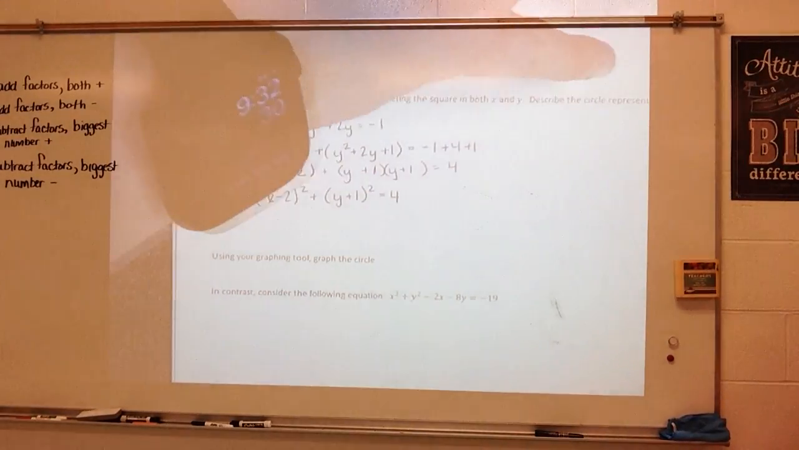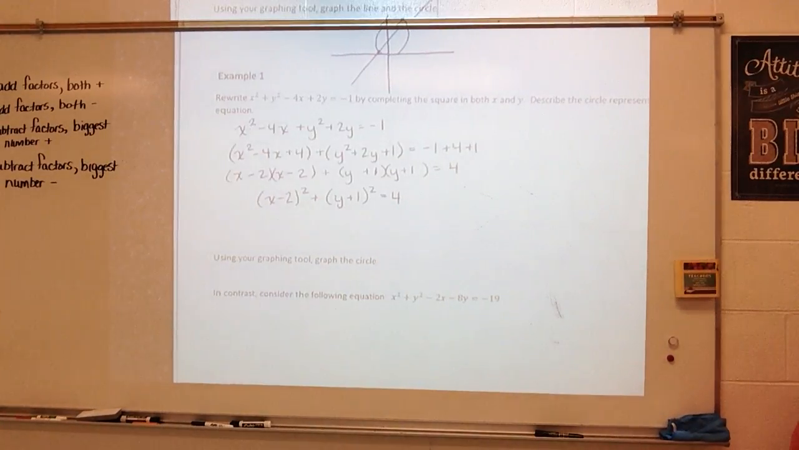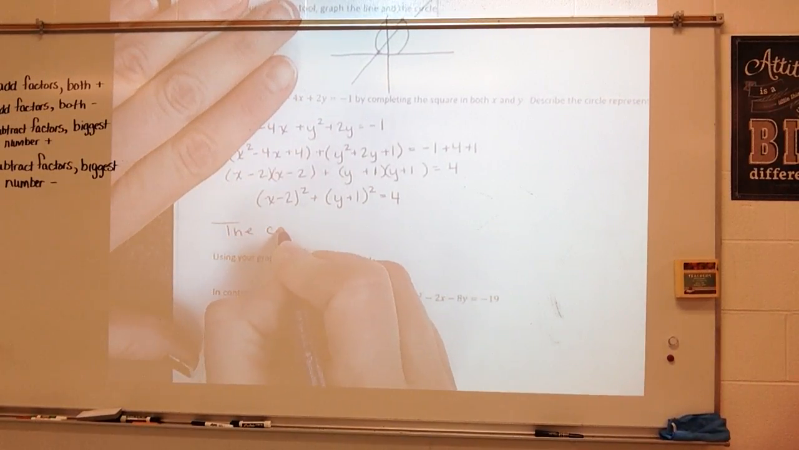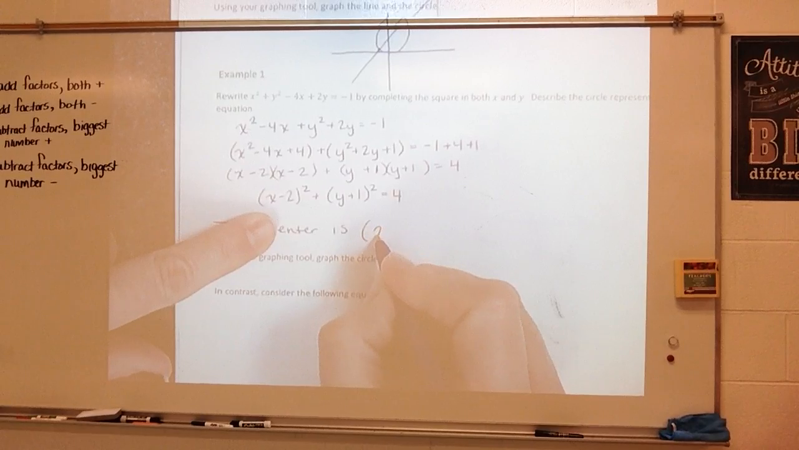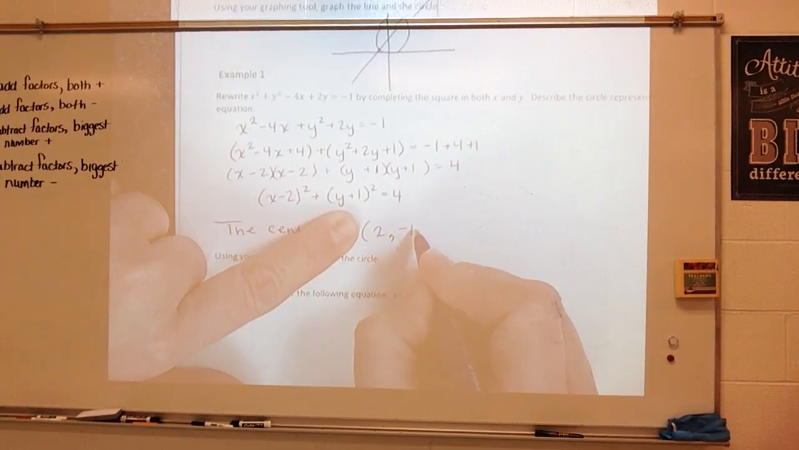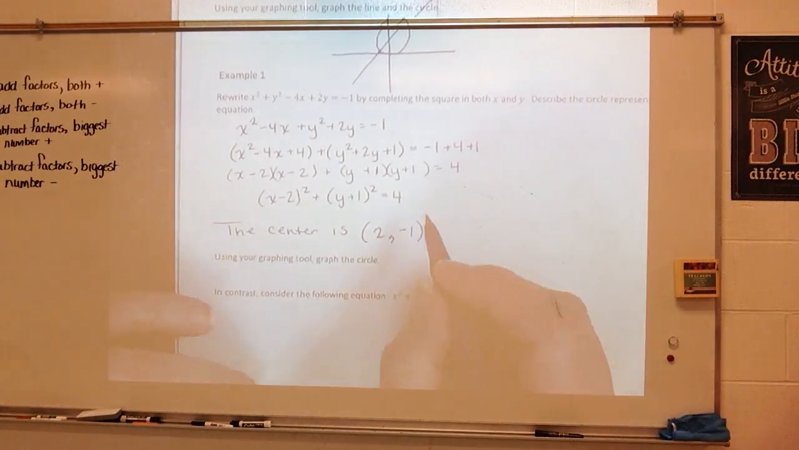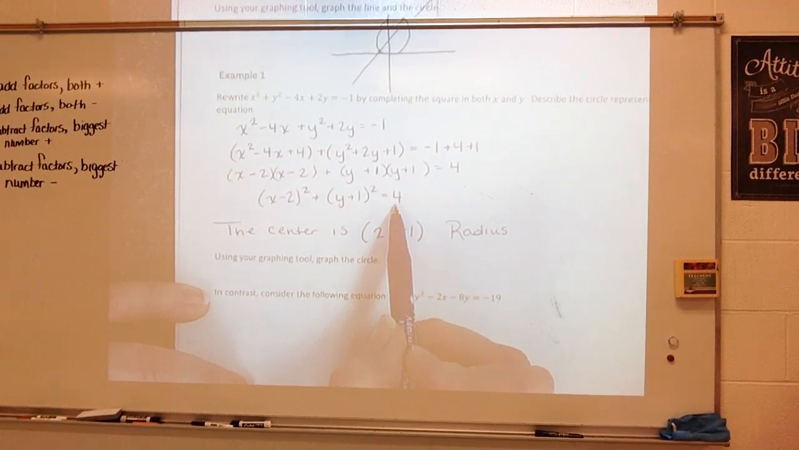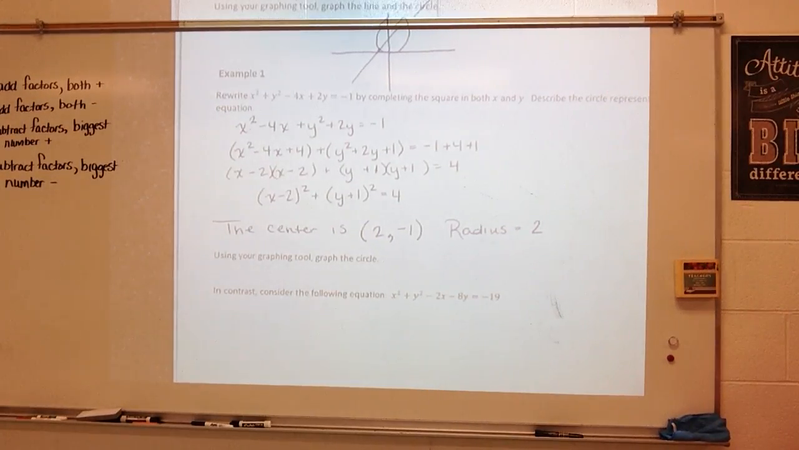And it says describe the circle represented by this equation. I can tell what the center of my circle is. Remember, the center of my circle is the opposite of -2, which is 2, and the opposite of 1, which is -1. So the center of my circle is 2, -1. And I know that it has a radius because I can take the square root of this, alright, and that gives me a radius of 2.